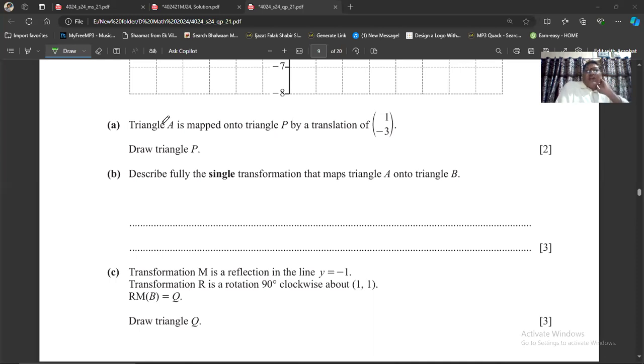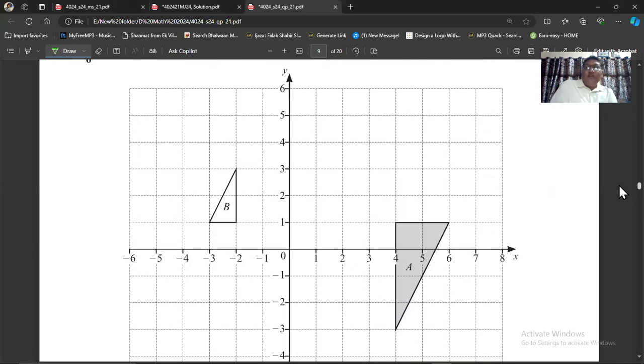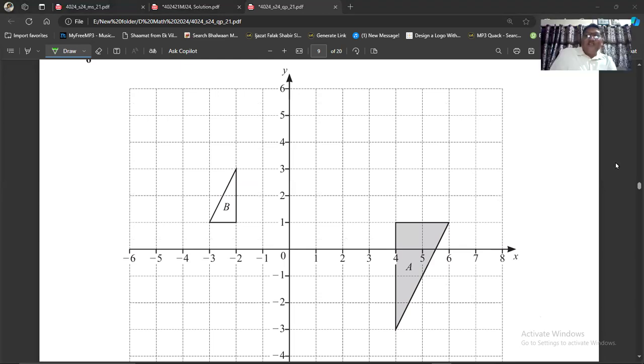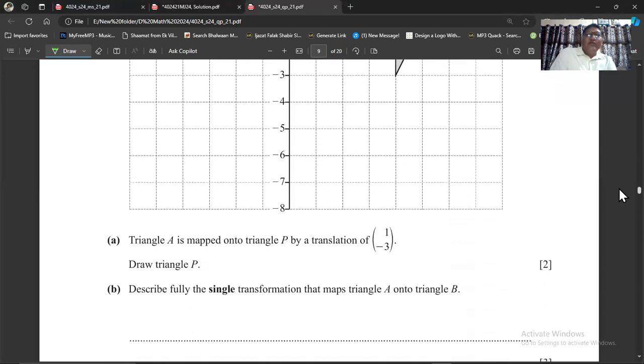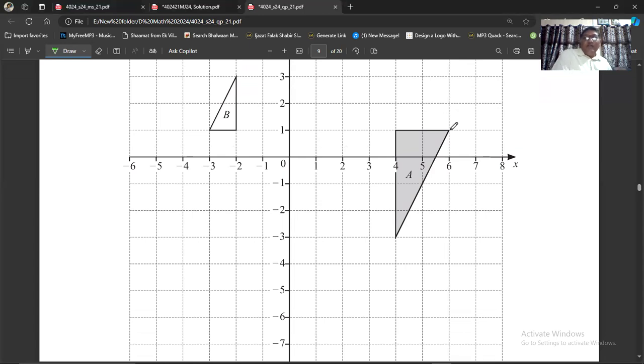Okay, so the triangle A is mapped onto the triangle P by a translation of 1 minus 3. This represents how much you have to move along the x-axis, and this tells you how much you have to move a point along the y-axis. So it means 1 step to the right, and this means 3 steps down. So try to understand, very simple. Here we have to move triangle A. Sorry, I said P. Yes, triangle A is mapped onto triangle P. So I will move this vertex.